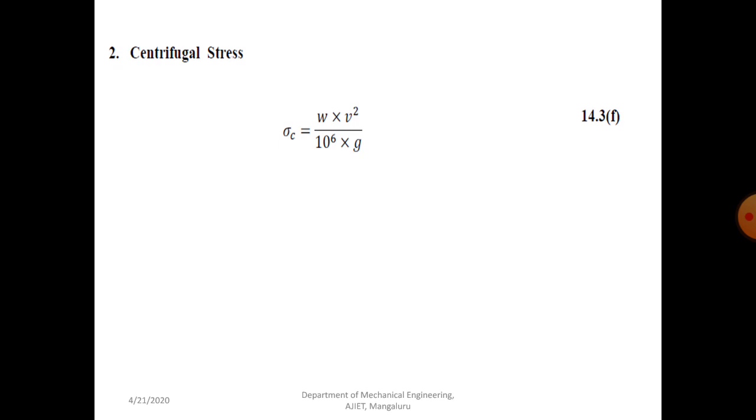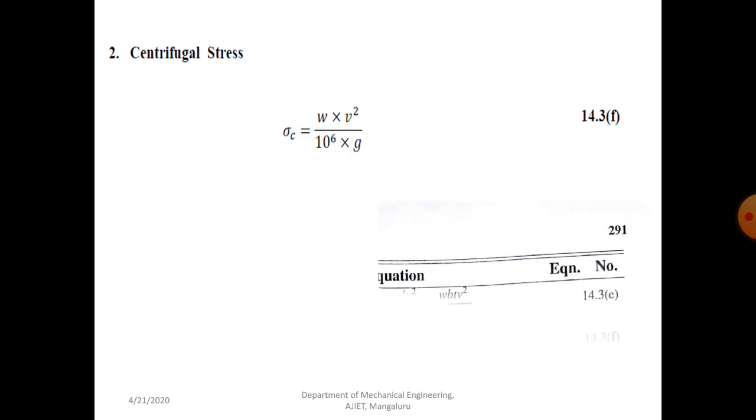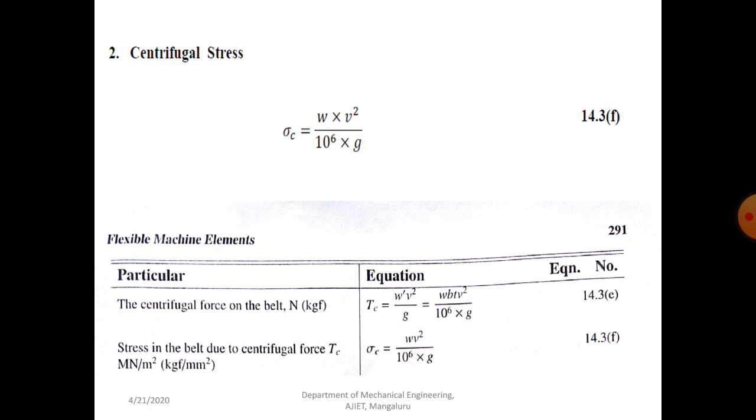So centrifugal stress in the belt. How to calculate sigma c? That will be again from equation 14.3f in your data handbook. So sigma c equals w into v squared divided by 10 to the power 6 into g. So w, always keep in mind, this should be in Newton per meter cube. It's nothing but the weight density of the belt material. You can find this equation in your data handbook on page number 291. That is 14.3f, sigma c equals w into v squared divided by 10 to the power 6 into g.